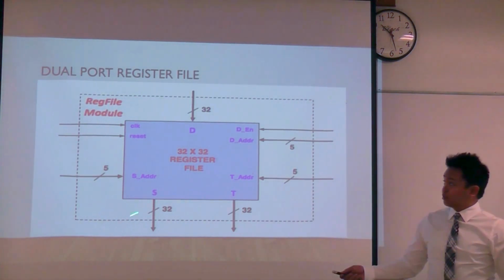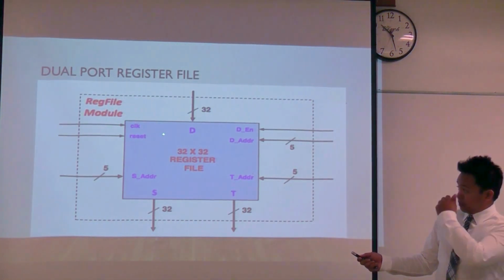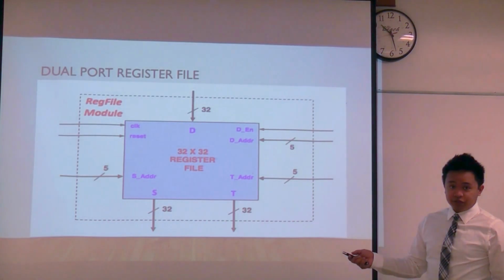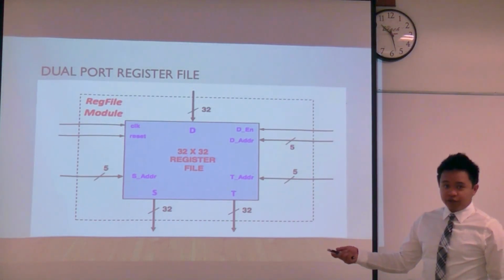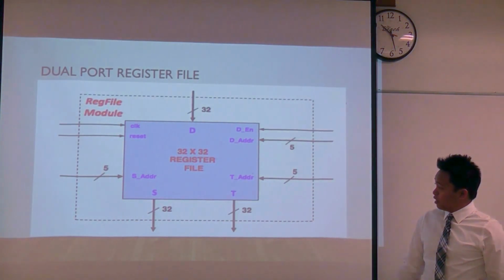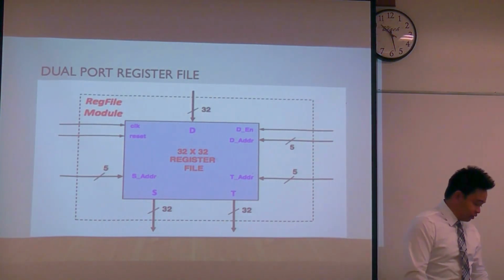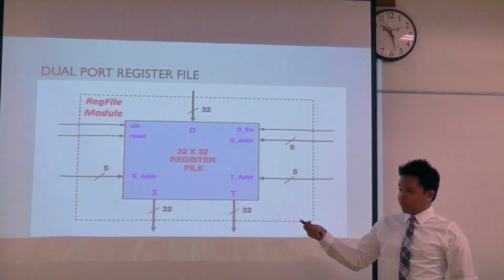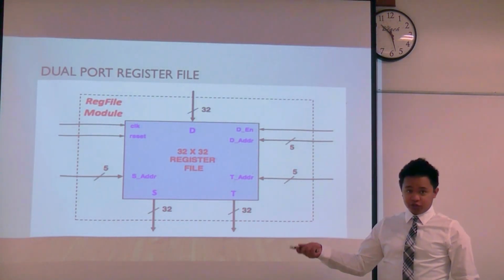So next we moved on to a dual port register file, where we had S address, T address, D address, and D enable, in which case we can only write to the register file if and only if the D enable was asserted. It is a 32 by 32 register file, meaning it's 32-bit registers.